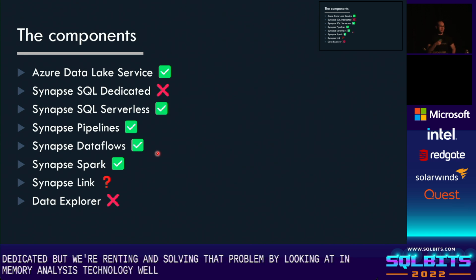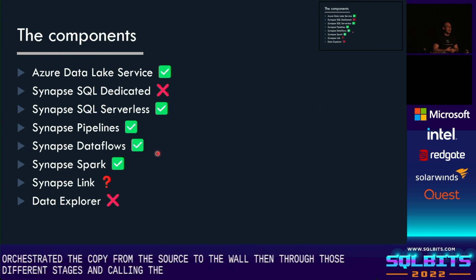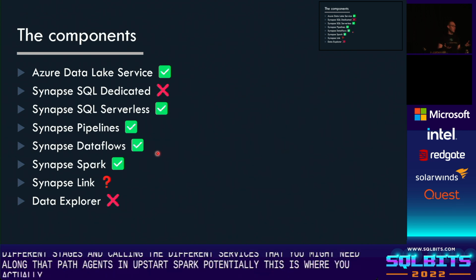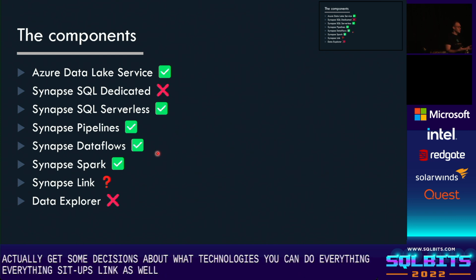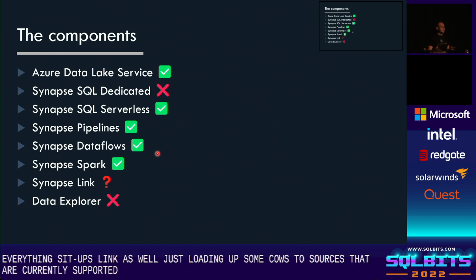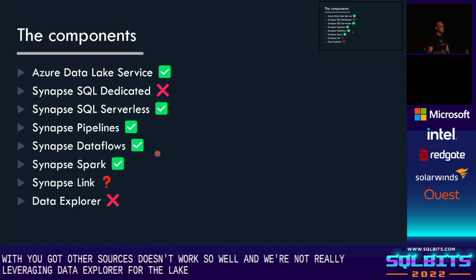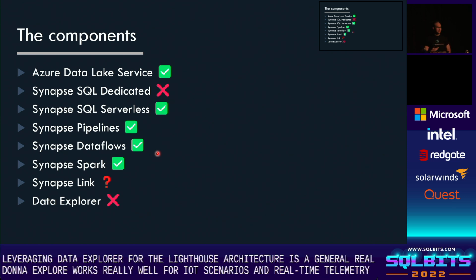We're leveraging the pipelines to orchestrate this process, to orchestrate the copy from the source to the raw, then through those different stages, and calling the different services that you might need along that path. We're leveraging Synapse data flows, potentially. We're leveraging Synapse Spark, potentially. This is where you actually get some decisions about what technologies you're going to be leveraging. Potentially, we're leveraging Synapse Link as well. Just noting, Synapse Link has 2 sources that are currently supported properly, so if you need those sources, it works well. If you've got other sources, it doesn't work so well. And we're not really leveraging Data Explorer for the Lakehouse architecture as a general rule. Data Explorer works really well for IoT scenarios and real-time telemetry scenarios, but doesn't go there.